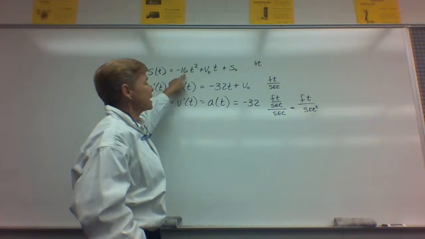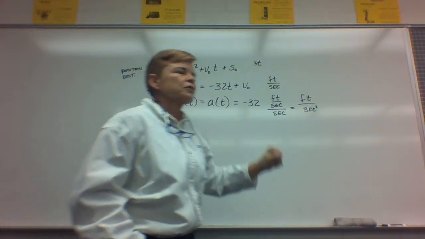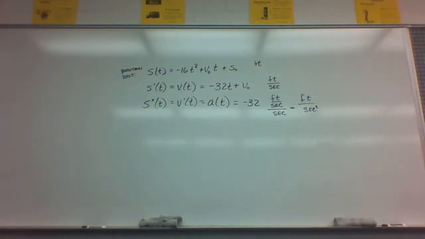Okay, so anyway, that's where the negative 16 comes from. The acceleration due to gravity is actually 32 on Earth, if you're talking feet.